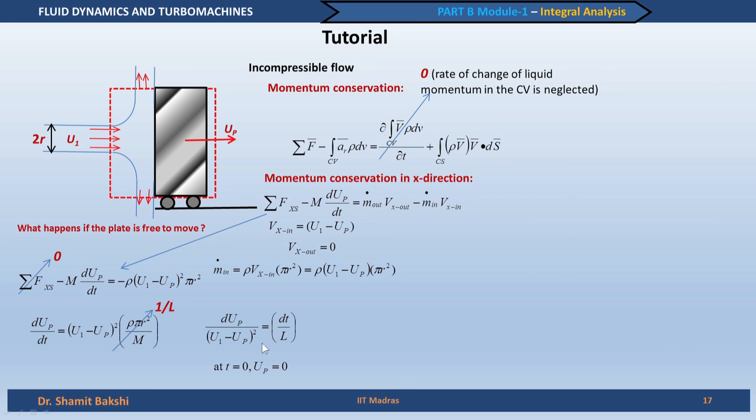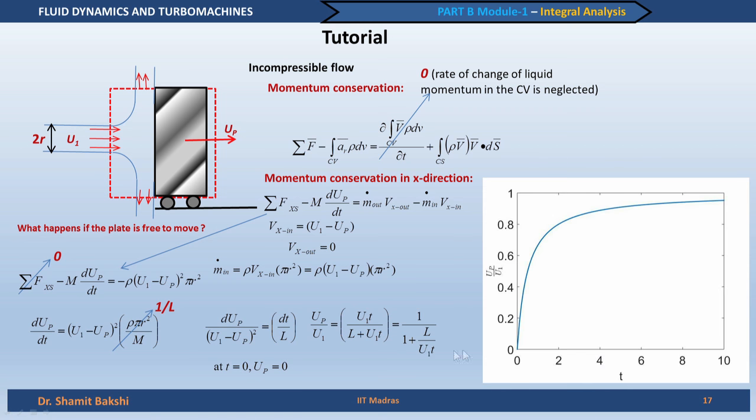We integrate this equation with this initial condition. That means, at t equal to 0, up is equal to 0. The plate, or the object, is at rest. The solution which we get by integrating this is of this form. So, up by u1 changes with time like this. We can plot up by u1 with respect to t. We see what happens here: as time increases, up by u1 comes closer to 1. That means the plate accelerates and comes close to the jet velocity.